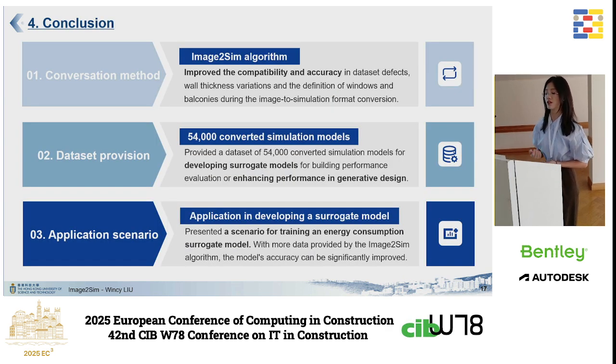To sum up, our research first provides an image-to-simulation algorithm to improve capability and accuracy. Secondly, we can provide over 54,000 simulation models for future research, with the images and the energy labels. The third thing is that we provide a practical application in surrogate model development.